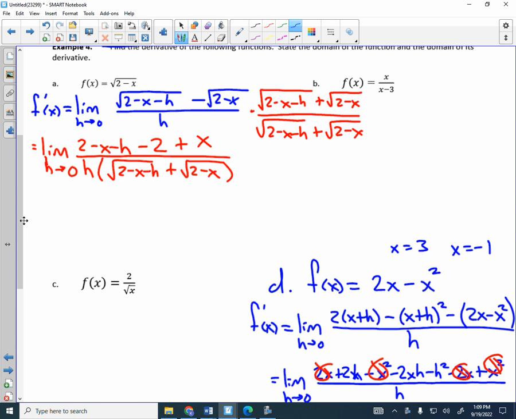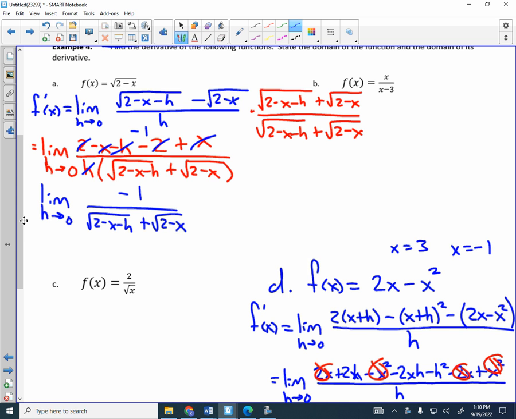What happens to the top? 2's cancel, x's cancel, and then the h will cancel at the denominator. So what value are you left with in the numerator? Good. So I'm going to cross it off, leave me with a negative 1. So I'm going to write this out so people can see it. So I'm going to write out this extra step. Limit as h goes to 0 of negative 1 over the square root of 2 minus x minus h plus the square root of 2 minus x.